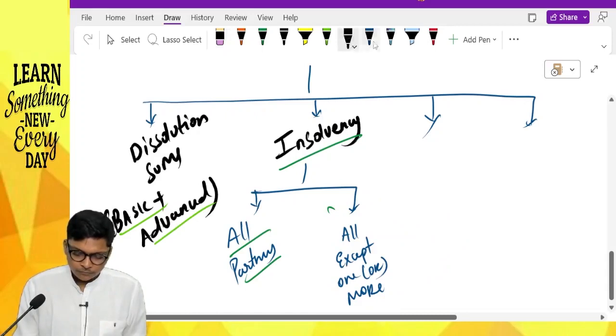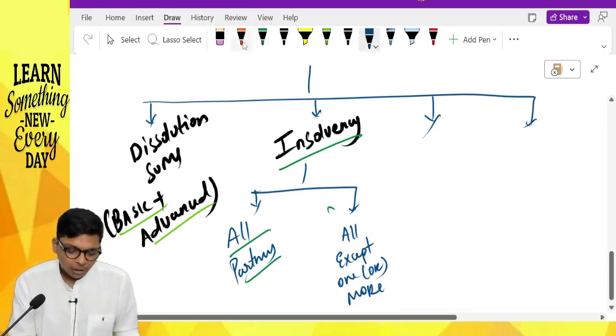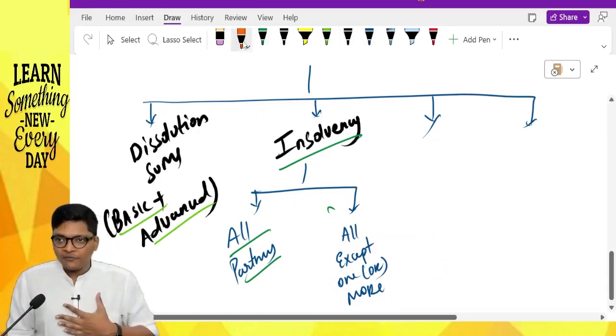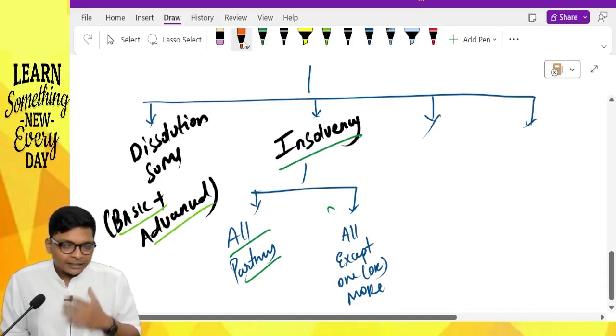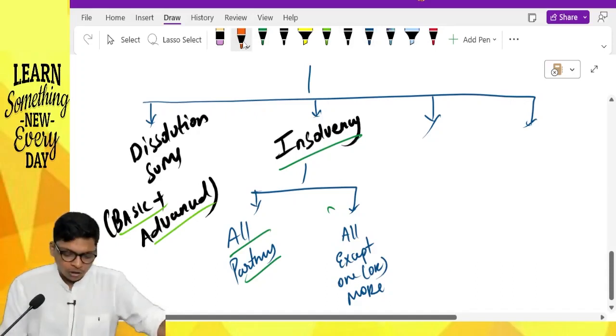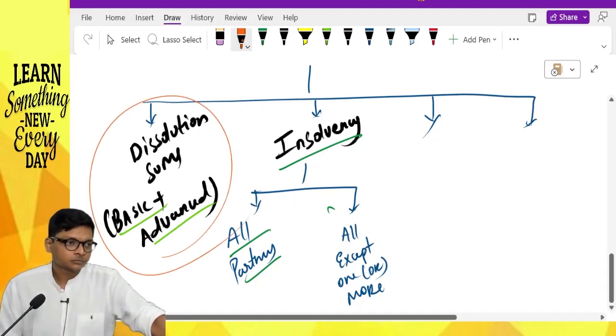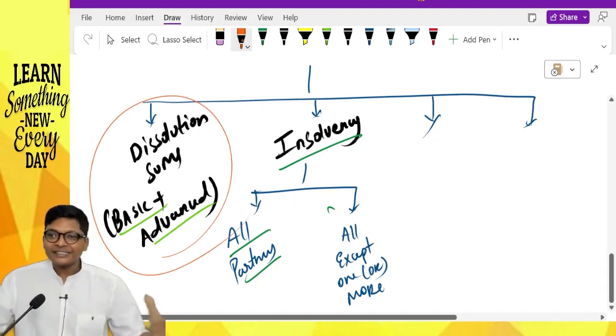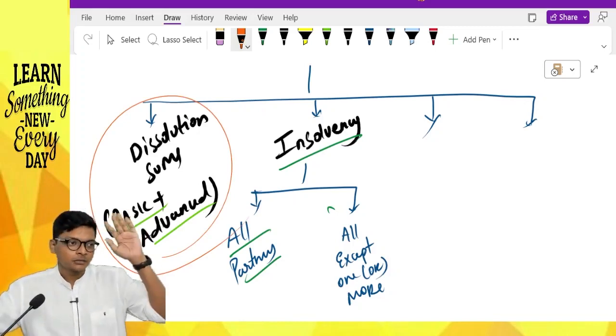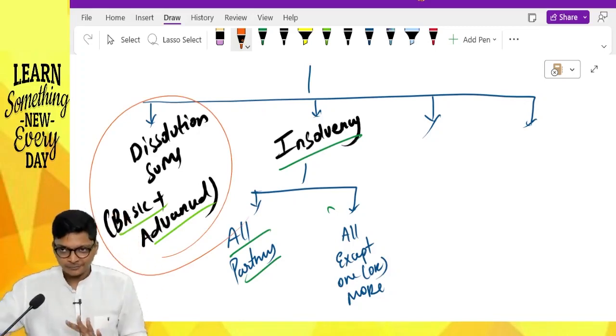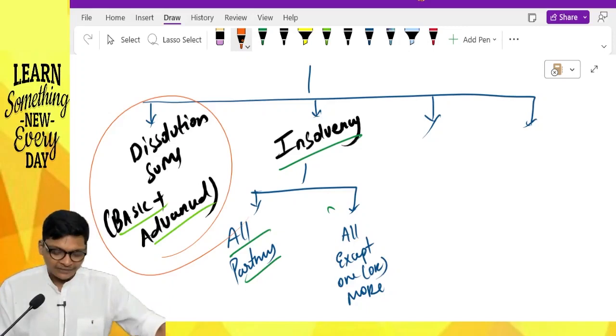Next type. What you have studied so far in foundation or school, irrespective of which school and which board, is only this: dissolution, basics and advanced sums. Rest is new. Anybody studied how to account for insolvency? No change in the accounts. We will see when the sum comes.